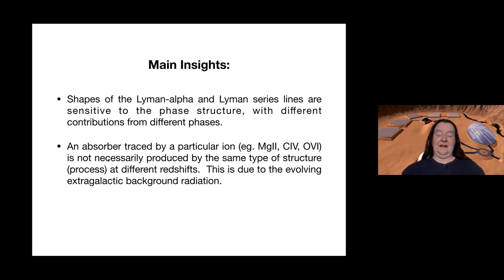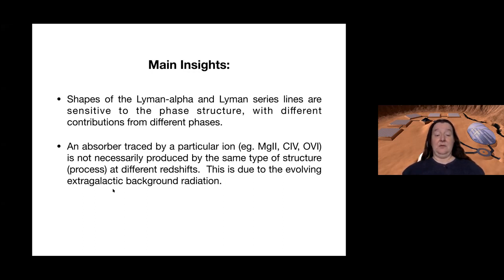The main insights, and so if you already know these things, you can go out to the breakout room now. But I'm hoping to illustrate it in a way that might bring up new ideas. The idea is that the shape of these Lyman series lines is very sensitive to the phase structure and the different contributions to these lines from the different phases, which means that there's hope of determining metallicities separately for different phases, even for superimposed clouds.